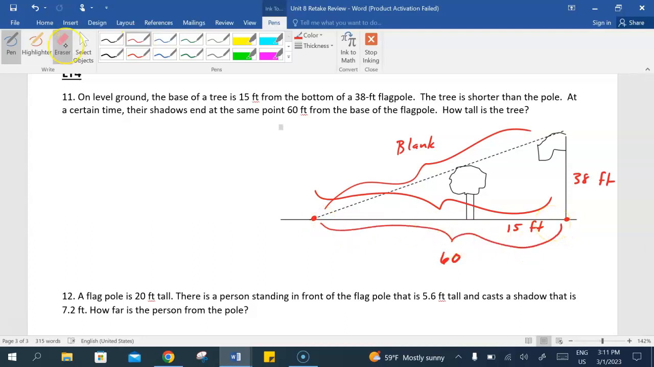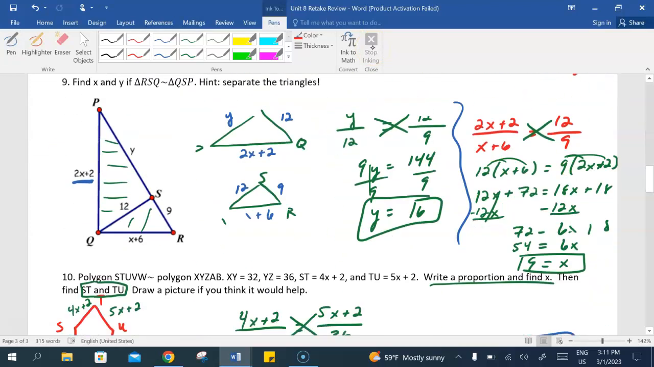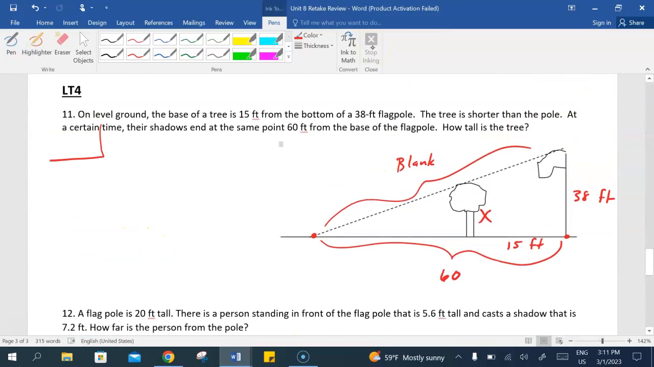Okay, so I am looking for x, which is the height of the tree. I don't know it. So you can split them up like we did before. It is up to you. You have the smaller triangle and the bigger triangle. So I am going to split them up. Smaller triangle.